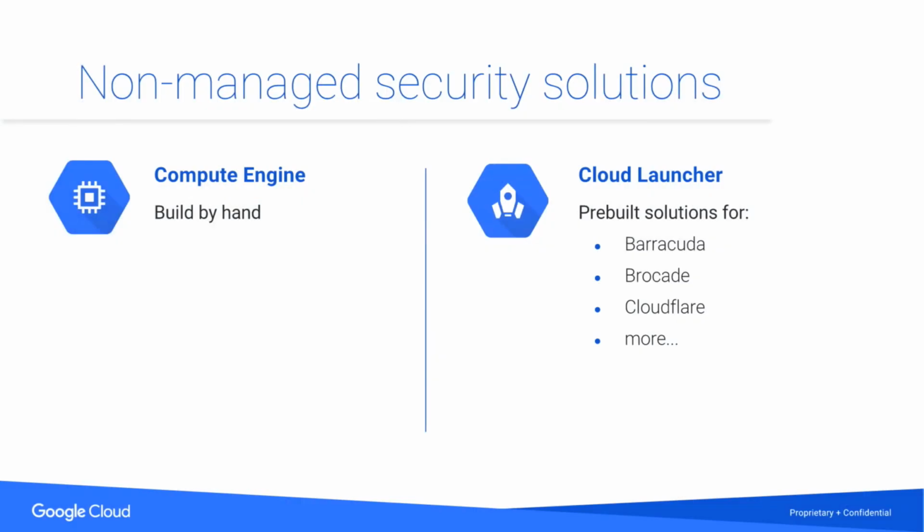So what about non-managed security solutions? If there are security solutions which Google Cloud Platform doesn't provide, first of all, Compute Engine itself is just a virtual machine. You can obviously build anything that you want to by hand, all the way down to the boot disk. But we also have other services. I mentioned Cloud Launcher before. We have pre-built solutions from partners such as Barracuda, Brocade, and Cloudflare. So take a look, and there might be a security solution there for you.